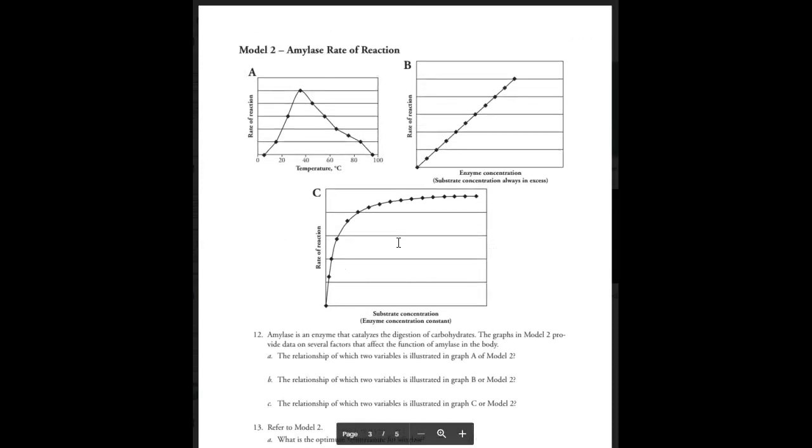All right, model 2, with amylase here. A, we have rate of reaction and temperature. B, we have rate of reaction and enzyme concentration. And C, we have rate of reaction and substrate concentration. For number 13A, optimal temperature, that's going to be where it peaks. And so it peaks right here, in the 40s right here. It looks like it peaks a little bit shy of 40. 37 to 38, upper 30s, right in here.